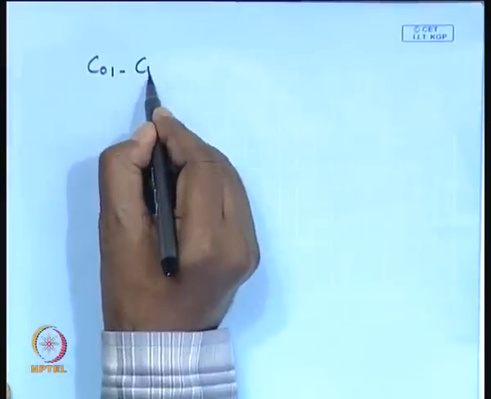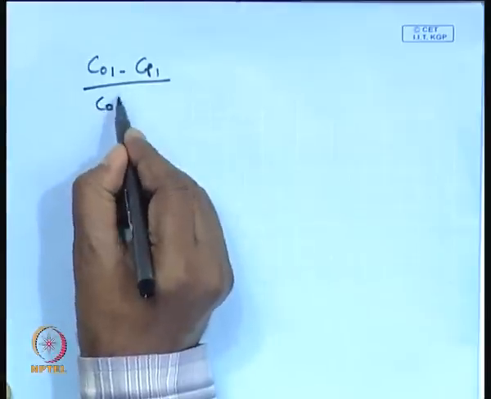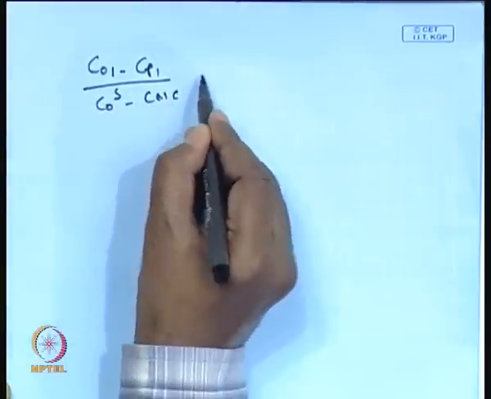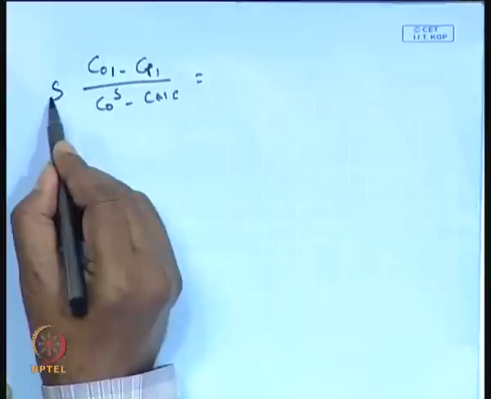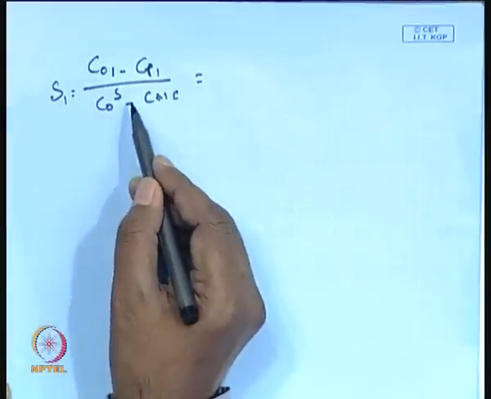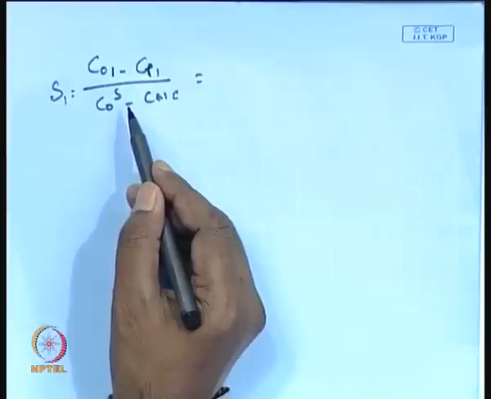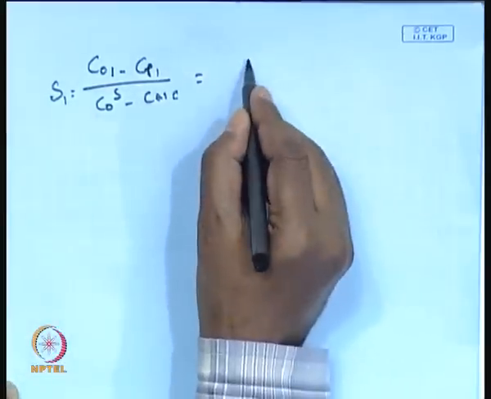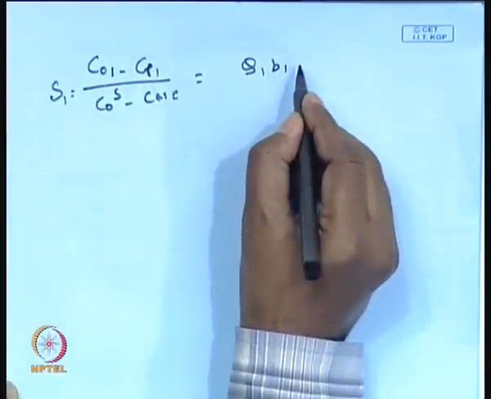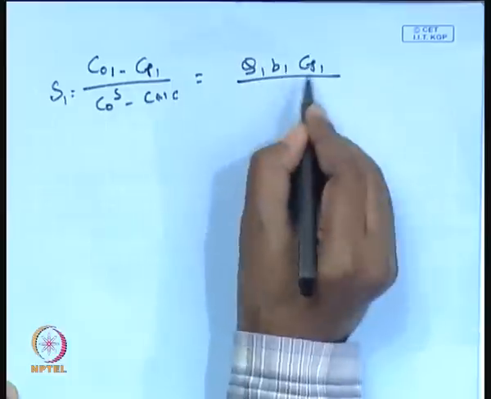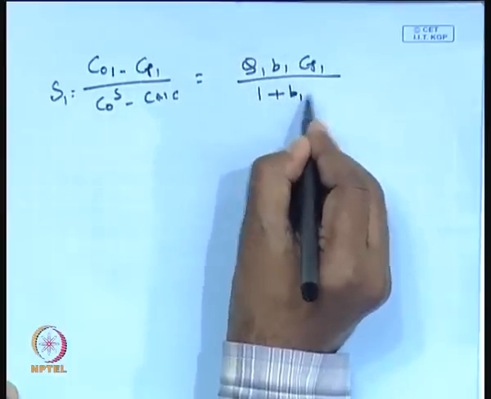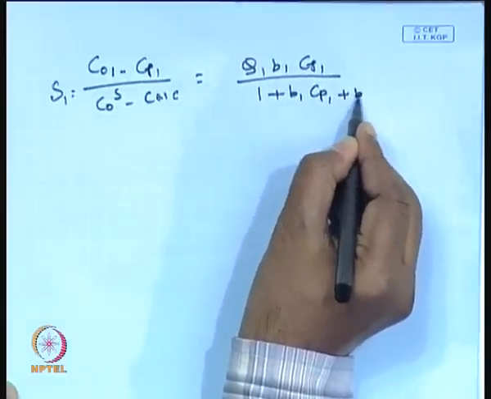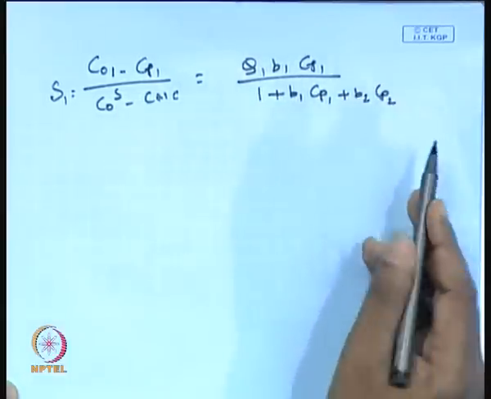What are these extended Langmuir type isotherm equations? (C01 minus Cp1) divided by (C0s minus Cmc). That is, what is this? This is the solubilization coefficient corresponding to component 1, which will be nothing but Q1 B1 Cp1 divided by 1 plus B1 Cp1 plus B2 Cp2.